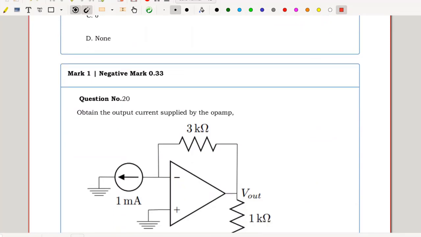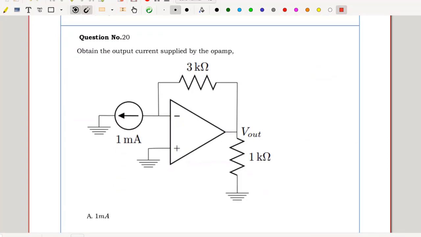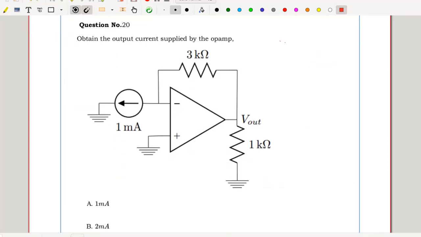Question number 20. Obtain the output current supplied by the op-amp. The op-amp is connected in negative feedback mode, hence V plus equals V minus is valid. So this potential will be at 0 volts. 1 milliampere current flows through this. 1 milli multiplied by 3 kilo will give me 3 volts in this polarity. So V out is minus 3 volts.